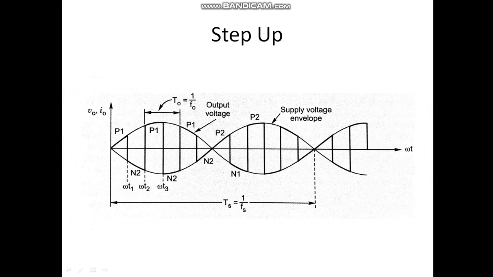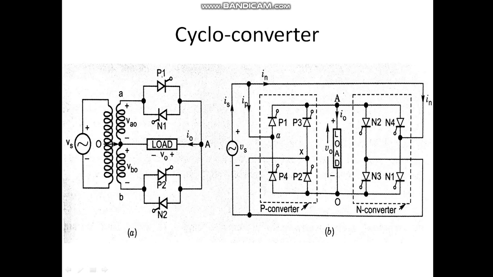At instant omega t equal to 1, till then P1 was conducting like this. At omega t equal to 1, P1 is force commutated, meaning forced off, and P2 is made on. P1, P2 are positive. P2 is made on. So what will happen?